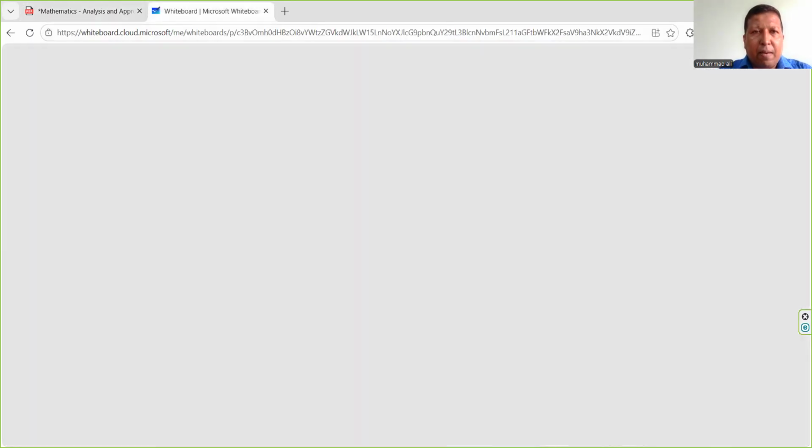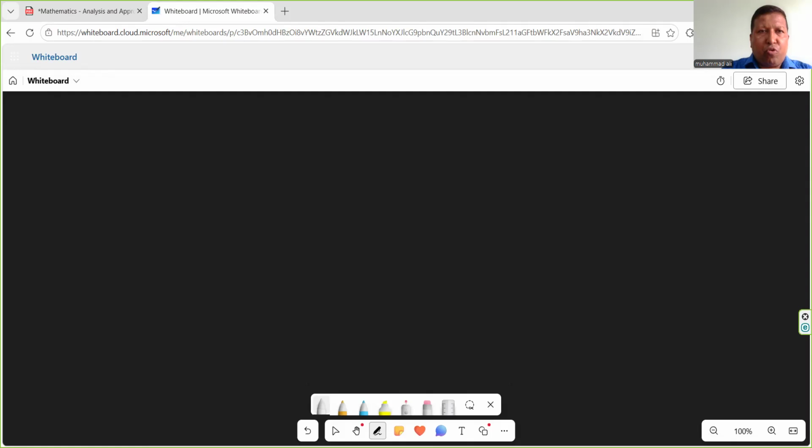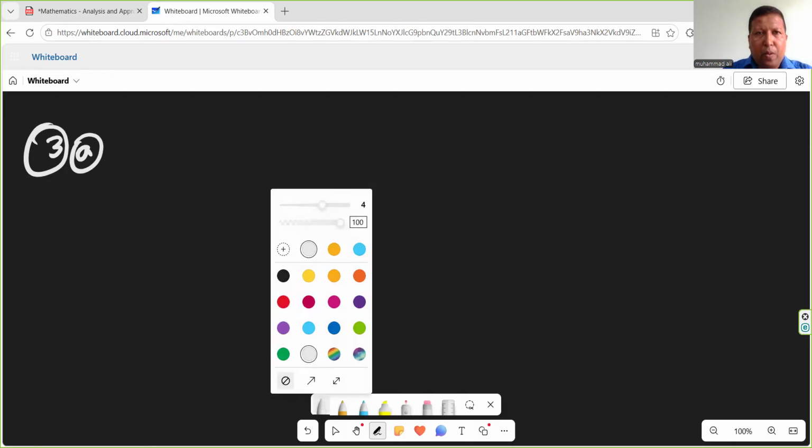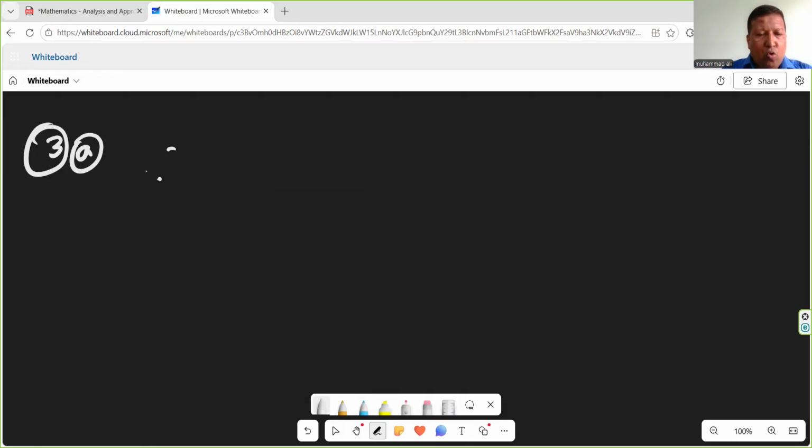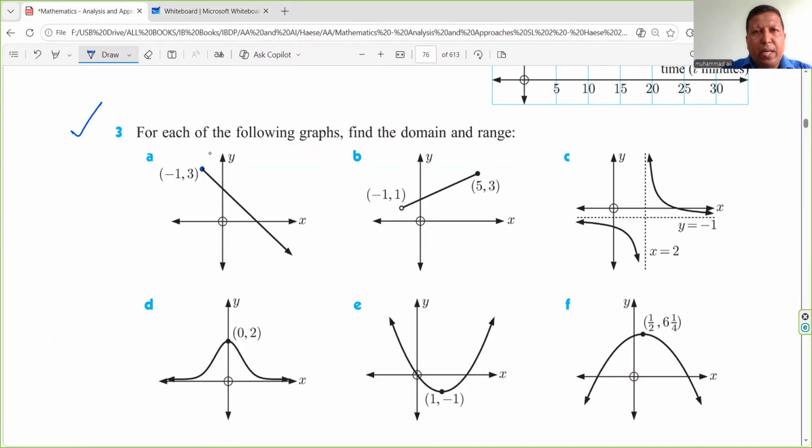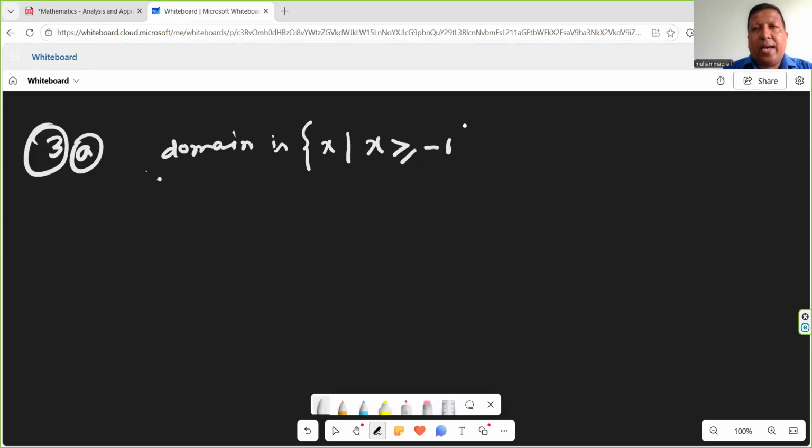So for number 3a, we can say the domain is {x such that x ≥ -1}. Why greater than or equal to -1? Because it started from -1. So -1, 0, 1, 2, that means up to infinity. That's why you can say the domain is {x such that x ≥ -1}.